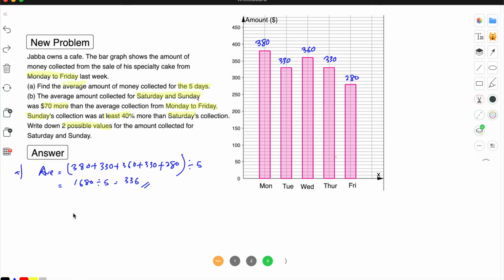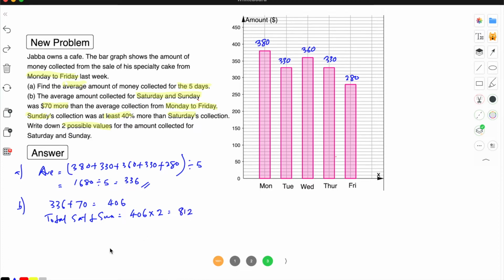Quite easy, quite straightforward. So now let's do part B, the challenging part. We are told that the average for Saturday and Sunday was $70 more. That means it is 336 plus 70, so we get 406. Now because it is for Saturday and Sunday, the total will be double of this, or 2 times, because there are 2 days. So we multiply this by 2 to get 812.